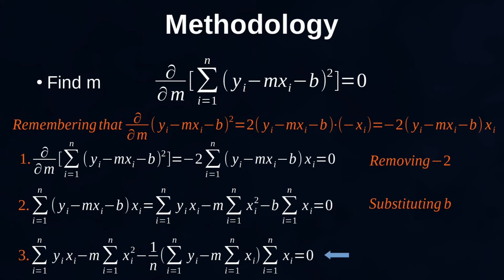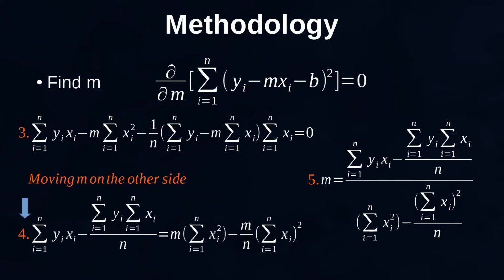Equation 3 shows that we can replace the b value using the equation found before, and now this equation contains only terms in m, x and y. In equation 4, we move all the terms in m on the other side of the equation, while in equation 5 we divide for all the terms that are not m, and we can obtain a formula to find m, which only depends on the x and y data.